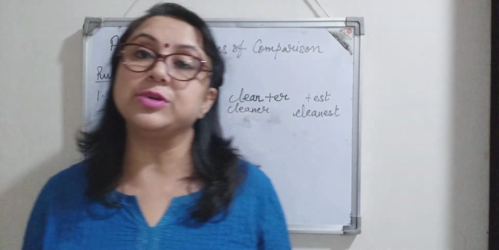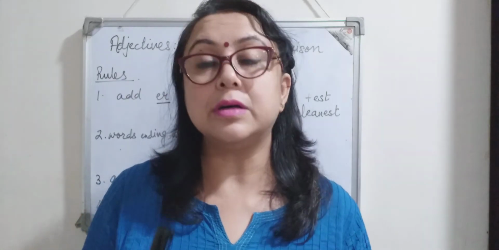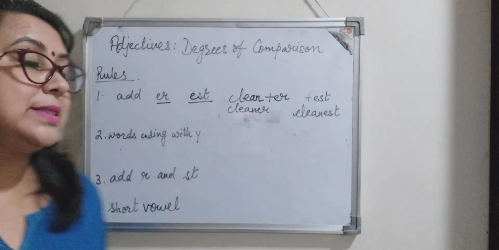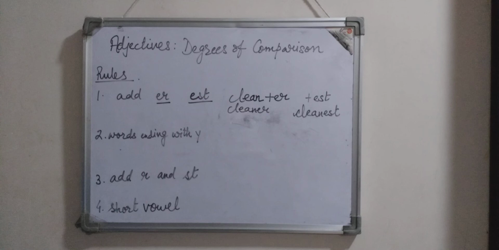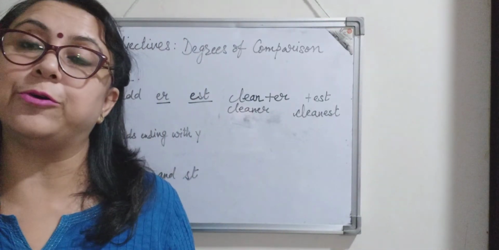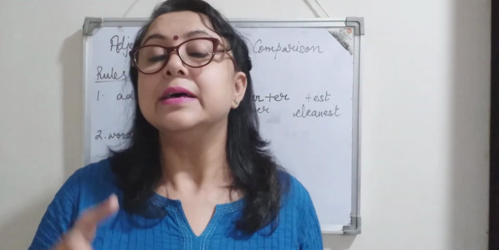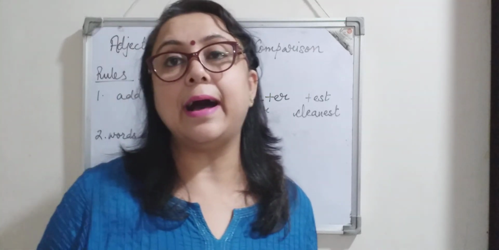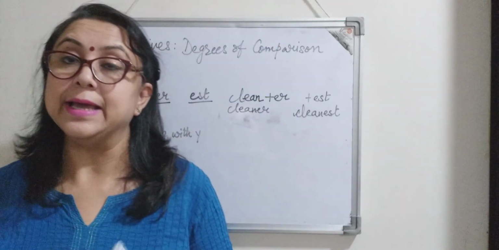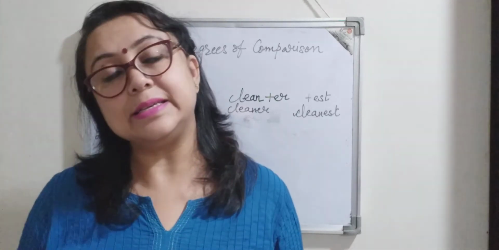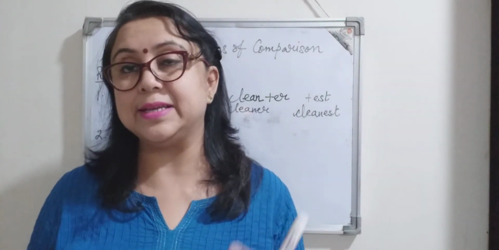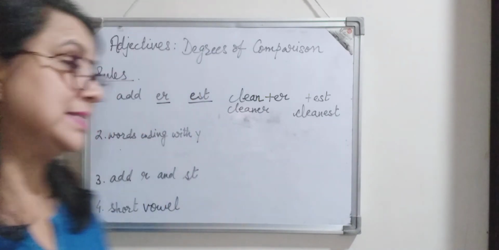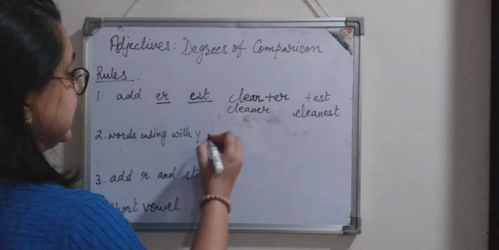Moving on to the second rule, words ending with Y. Here we have to keep in mind two things, a vowel and a consonant. If a word ends with Y and there is a consonant before Y, in that case the letter Y gets changed into I, and then ER is added in comparative degree and EST is added in superlative degree. Now let us understand this with the help of an example. Suppose the word is easy.